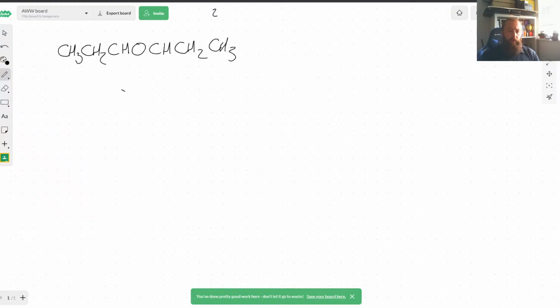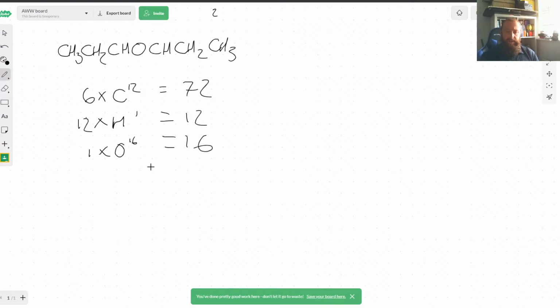Molecular mass to start with. Right, carbon is 12, and I want to work out how many I've got. So I've got 1, 2, 3, 4, 5, 6. Hydrogen, 3, 4, 5, 6, 7, 8, 9, 12. And I've got an oxygen in the middle. So 72, 12, 16. Add it together, 6, 0, 7, 8, 9, 10. We get a number that's 100.